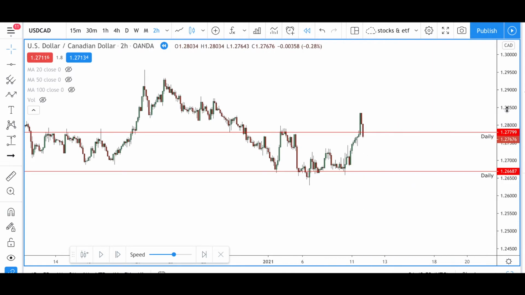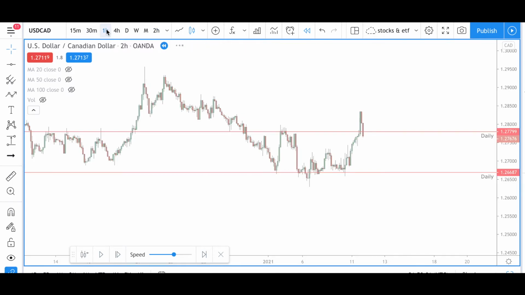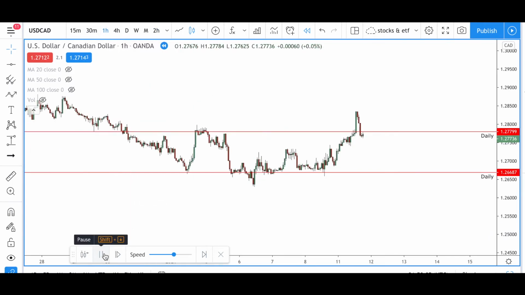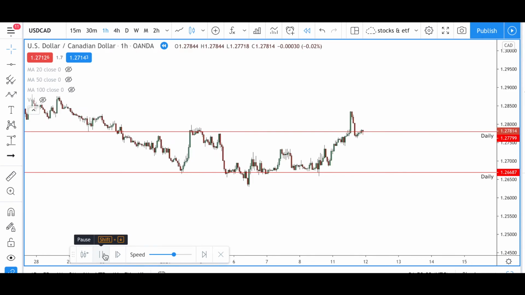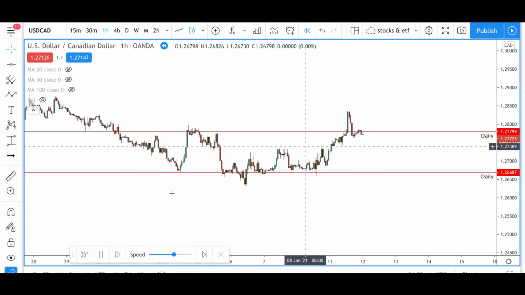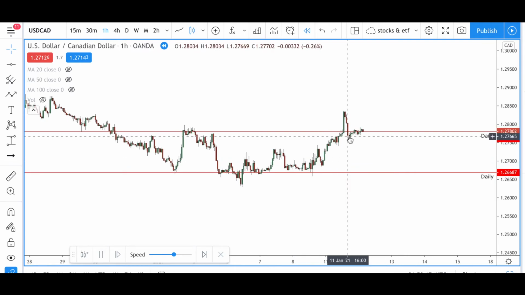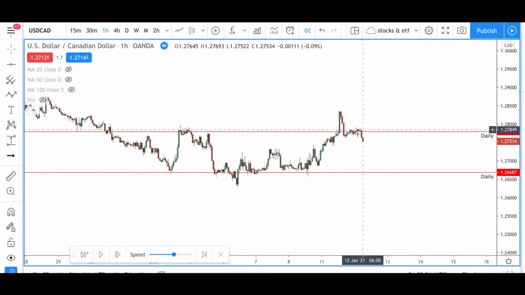So in order to enter the trade, I just wanted to go to the lower time frame just to see if the momentum was shifting. So I had a look at the 1 hour, and I could see that the momentum was shifting. So after that initial push up, what price did is that it rose or tried to retrace a bit, and it was immediately rejected.